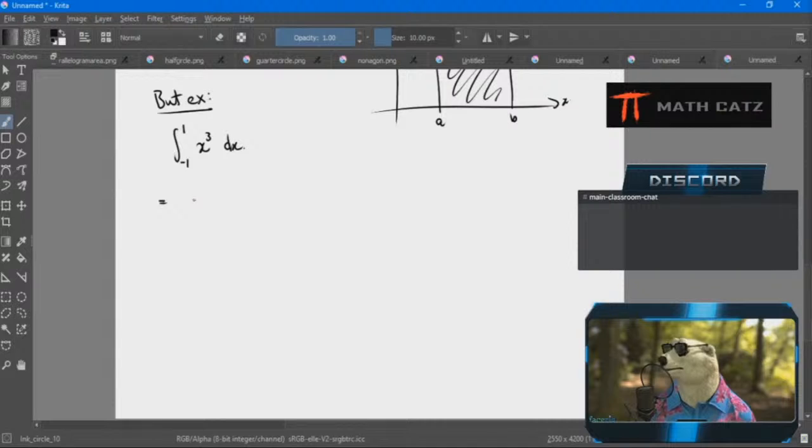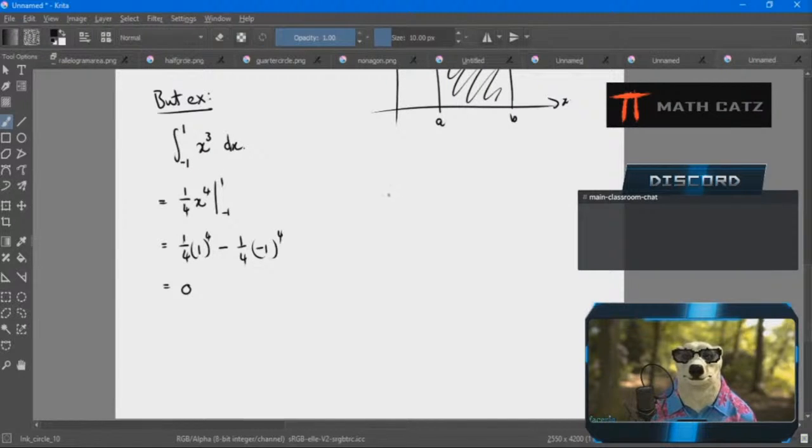Well, antiderivative, x to the 4, 1 over 4, -1 to 1, which I'll then plug in. 1 to the 4 minus, plug in the -1 to the 4, and what do I get? I get 0. But there is a graph, and there is a space between the x values, so surely there is an area. What does this graph look like?